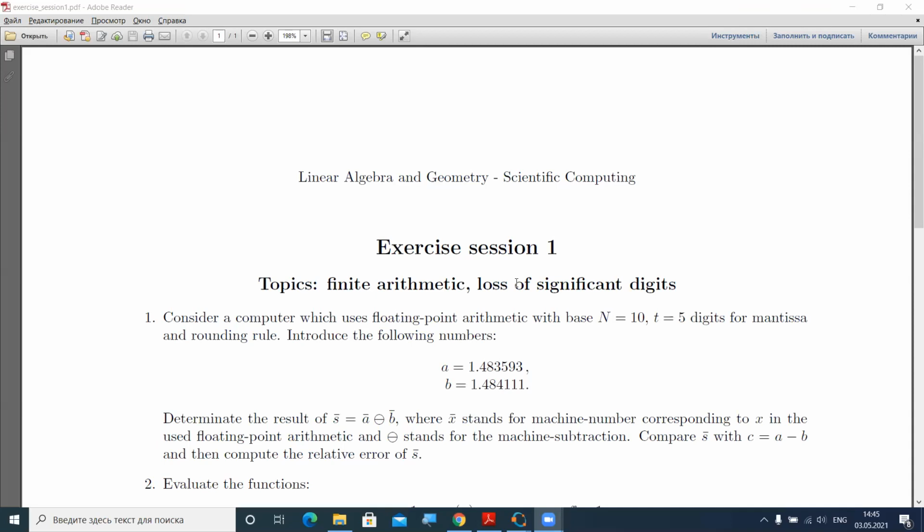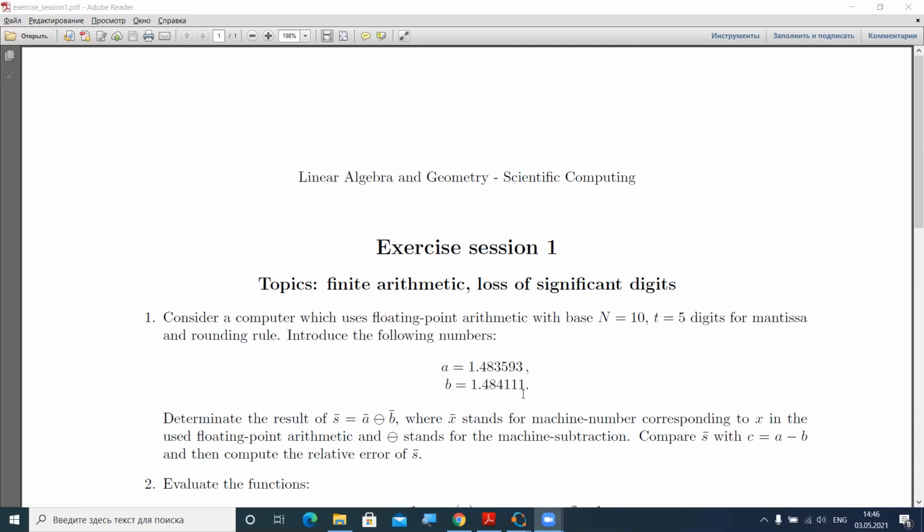Here we will study finite arithmetic in machine and loss of significant digits. So we'll start with the rounding of the numbers and finding machine arithmetics. You can see in the first example, consider a computer which uses floating point arithmetic with base 10 and t is 5 digits for mantissa and rounding rule. Introduce the following numbers a and b.